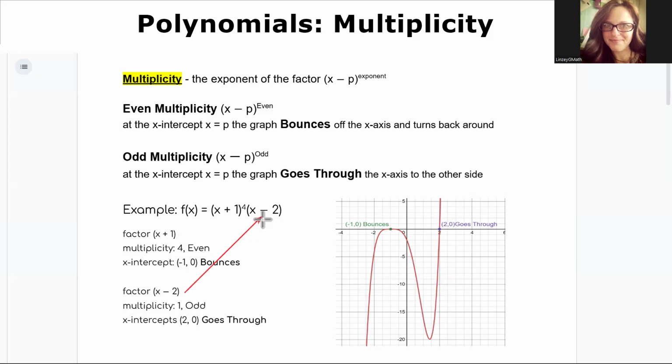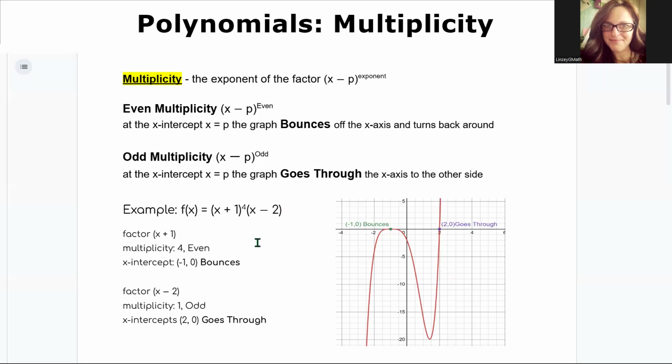The second factor, x minus 2, has a multiplicity of 1. This is raised to the first power. We don't write the 1. Since it has an odd multiplicity, at the x-intercept, x equals +2, the graph goes through the x-axis.